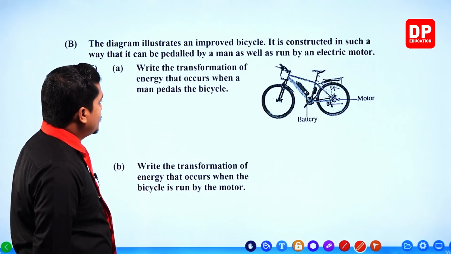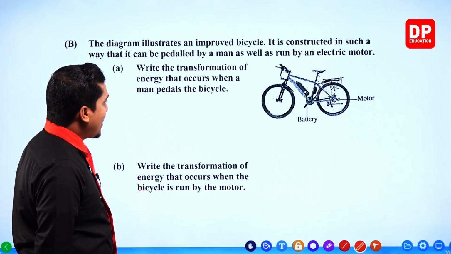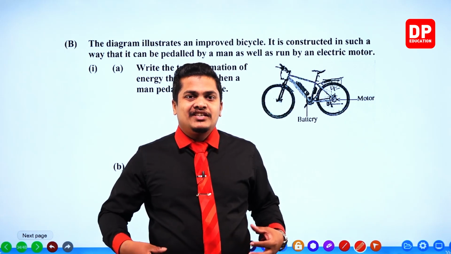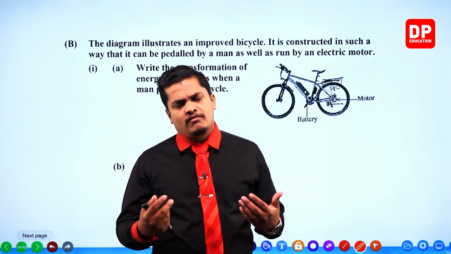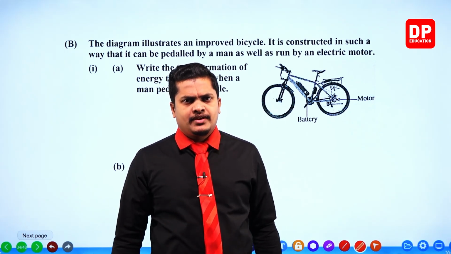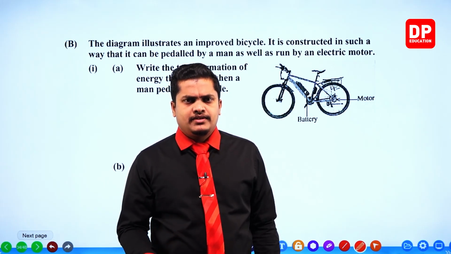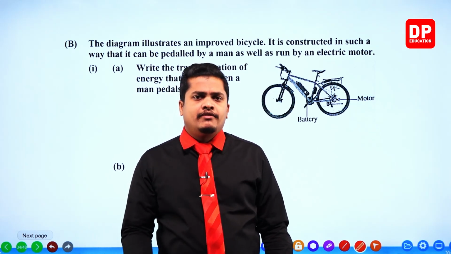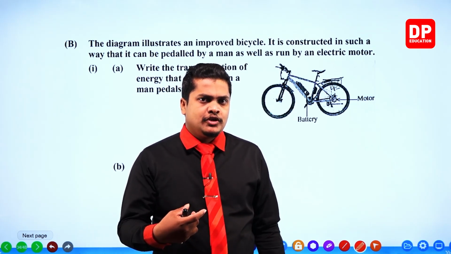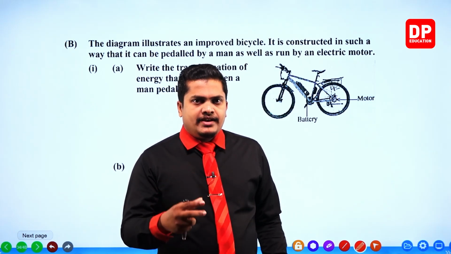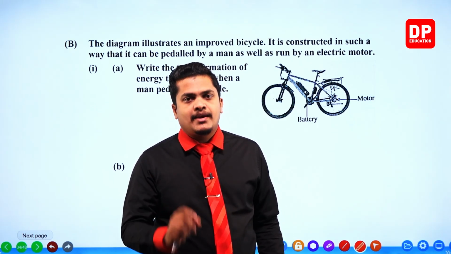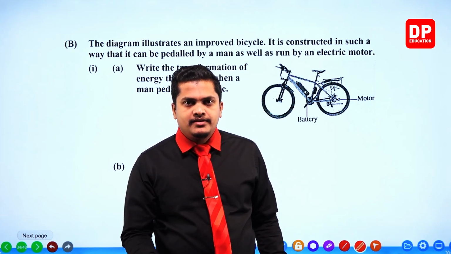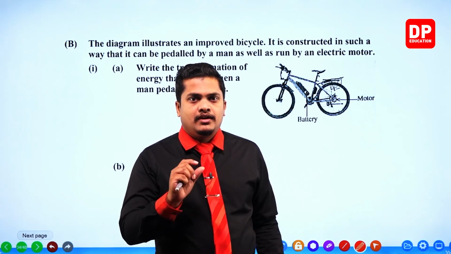Write the transformation of energy that occurs when a man pedals the bicycle. So when the man is pedaling the bicycle, from what kind of a place do we get energy? Like from what kind of substance? Of course there is. We eat food to get energy, my dear children. So the energy which is carried in the food is the chemical energy, right? So chemical energy is the one which is stored within these food items.